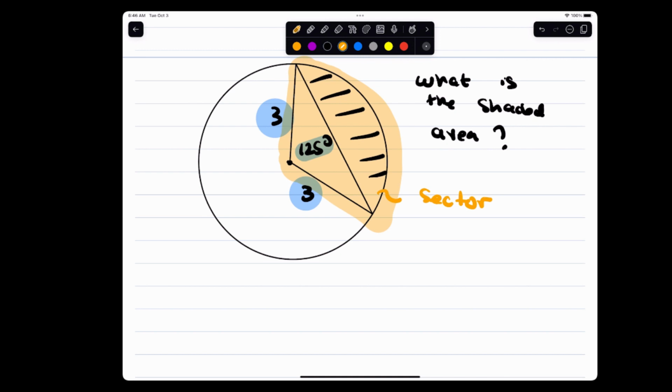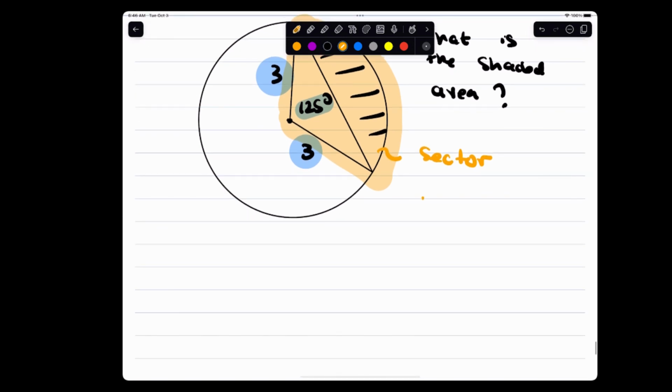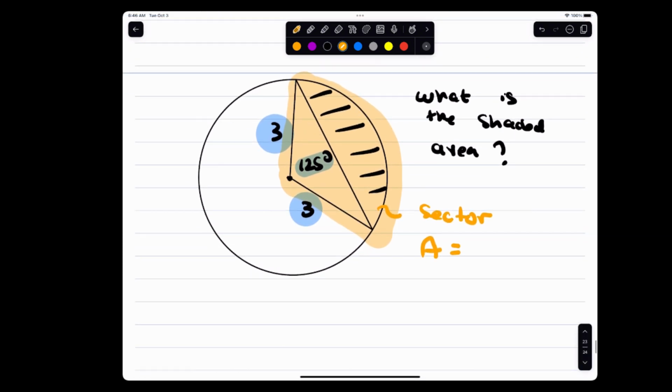Say yes. What's the area for a sector? What's that formula? 1/2 what? R squared theta. And theta has to be in what? Radians. Do you guys remember that one? Okay.